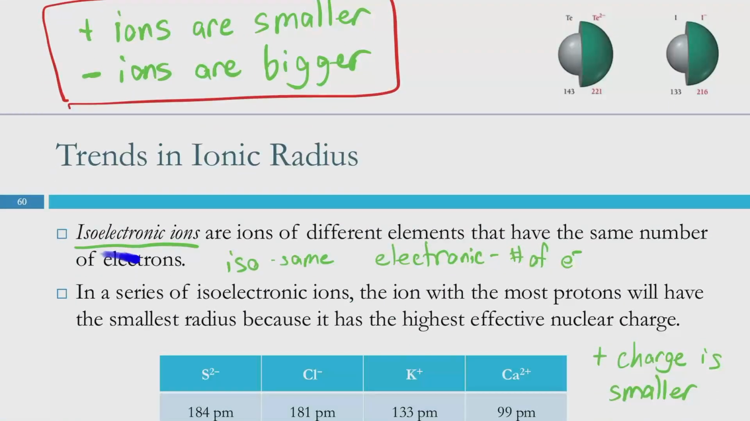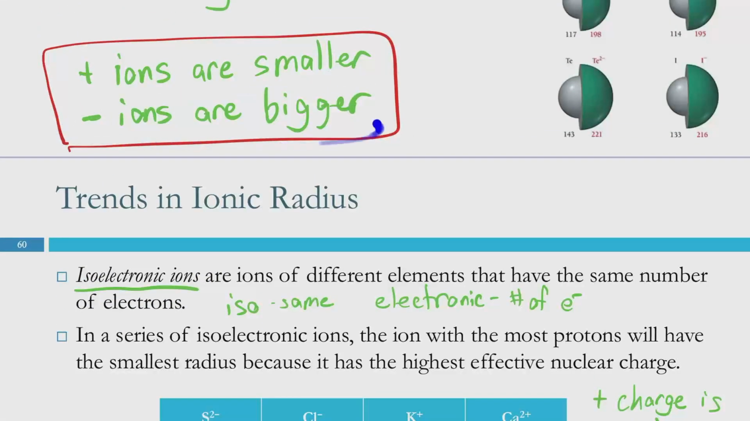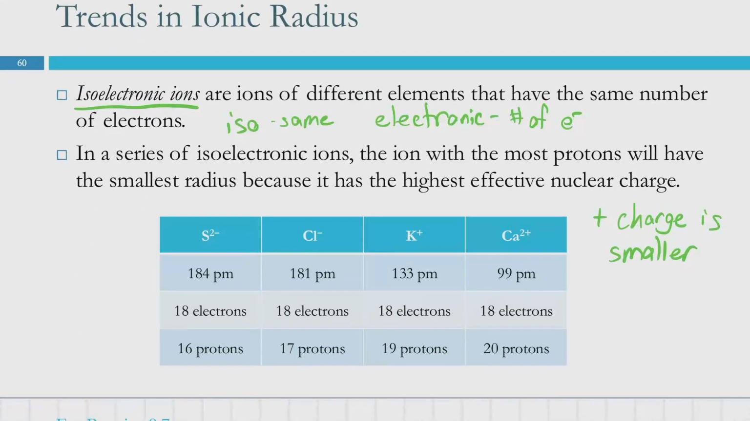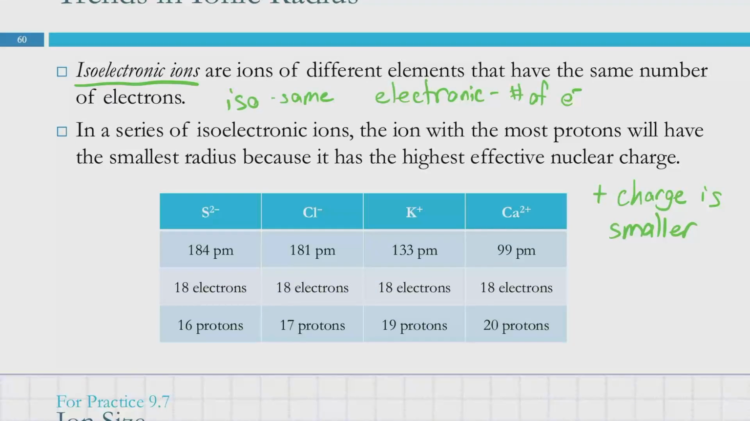We also looked at isoelectronic ions where they had the same number of electrons, and the rule was the same. Negative ions are going to be bigger. Positive ions are going to be smaller. So we're looking at size on this top row here. I don't know why it's not labeled.